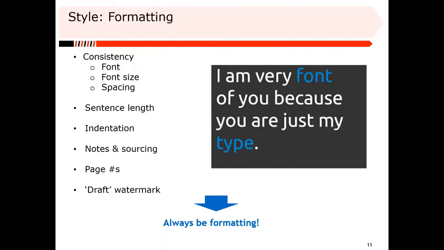In terms of formatting, be consistent with fonts, with size, with spacing, with length of your sentences, with indentation, with the kind of notes you place and the sourcing of your data. And then make sure that your page numbers are clear. Make sure that there's a draft watermark if this document isn't intended to go out to the public yet. These little things are really important formatting points.